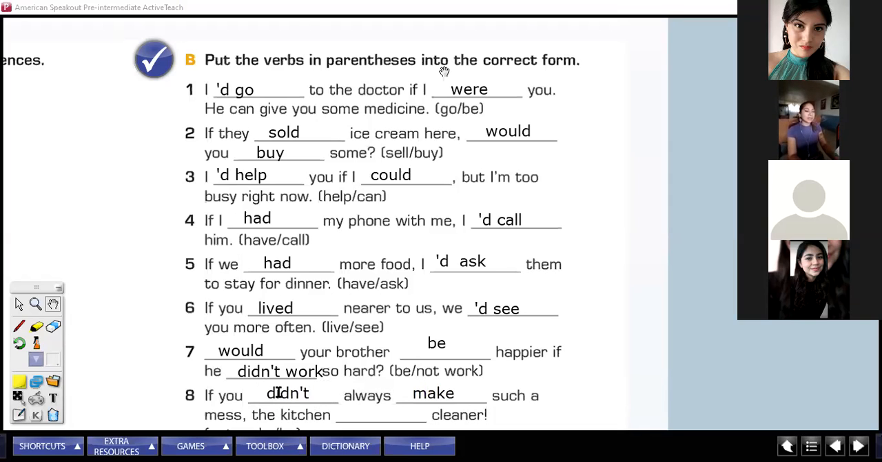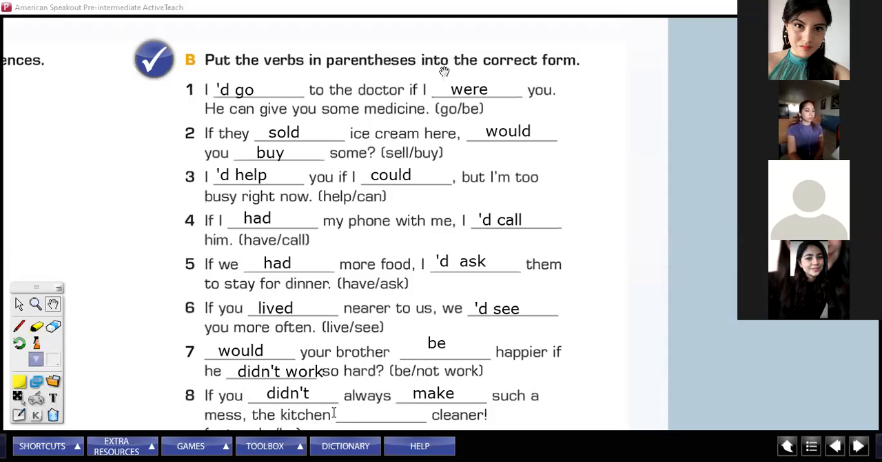If you have didn't, the verb is in present. Didn't work, didn't make. And here you have a frequency adverb. The frequency adverb goes before the main verb. That's why we have if you didn't, and together frequency adverb and verb. Always make. Continue.